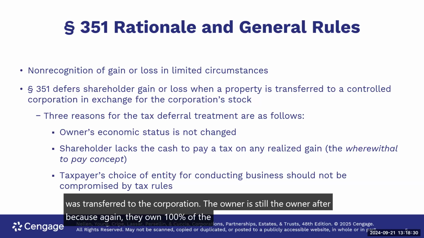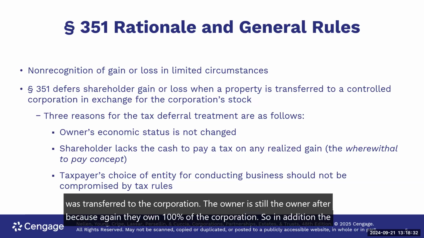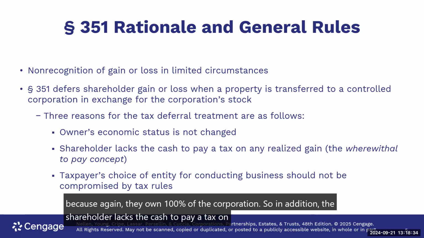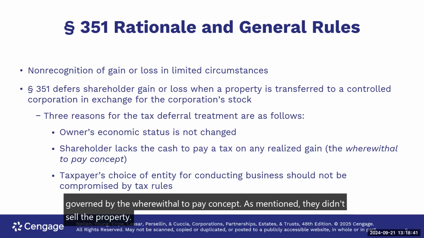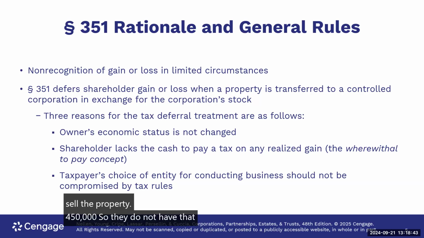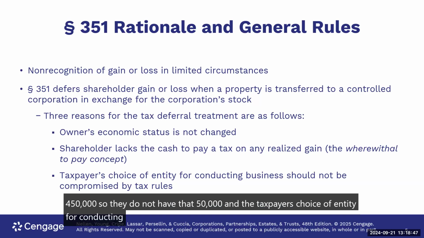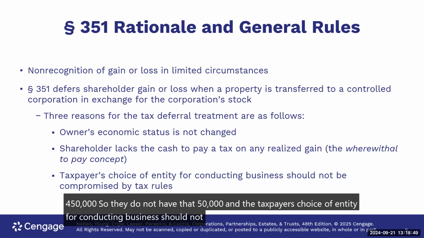In addition, the shareholder lacks the cash to pay a tax on any realized gain. This is governed by the wherewithal to pay concept. As mentioned, they didn't sell the property for $150,000, so they do not have that $50,000. And the taxpayer's choice of entity for conducting business should not be compromised by tax rules.